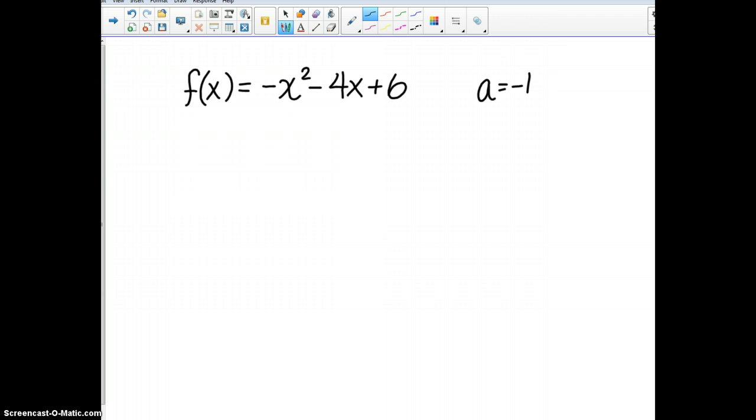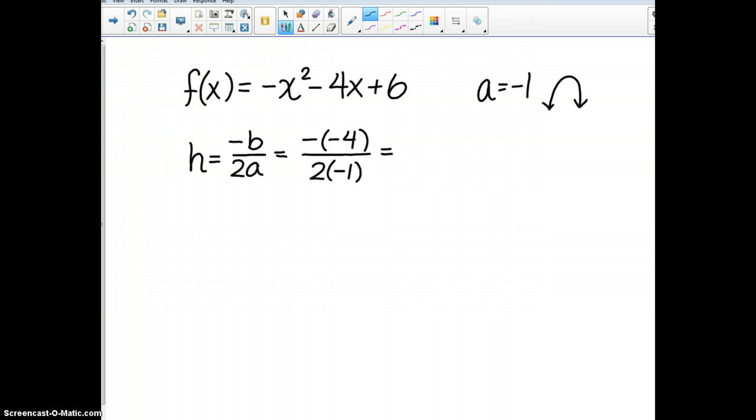Since a in this problem is negative 1, we know that this parabola is going to open down. If we want to figure out where the vertex is, we know the vertex is at negative b over 2a, so it'll be the opposite of negative 4 over 2 times a, which is negative 1. We'll get positive 4 over negative 2, which is a negative 2 for the x-coordinate of that vertex. If I want to find k, I want to find the y-coordinate that goes along with negative 2. I plug in negative 2 for x.